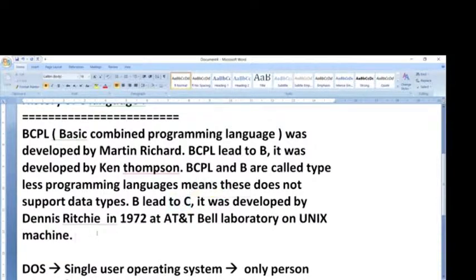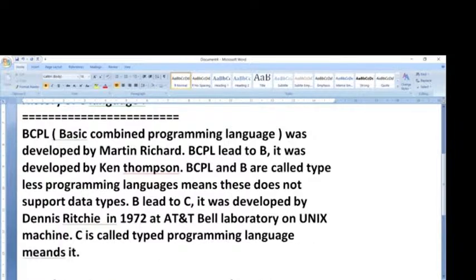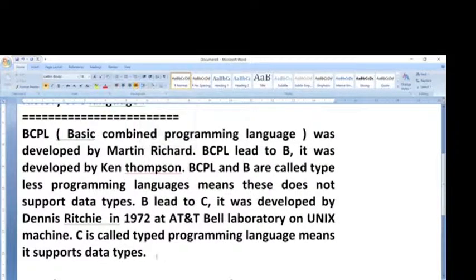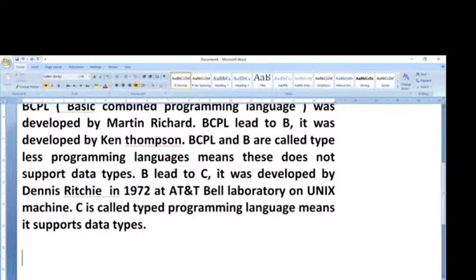Actually, C is called a typed programming language. BCPL and B are called typeless. What is the meaning of typed? It means it supports data types. It is about the history of the C programming language.